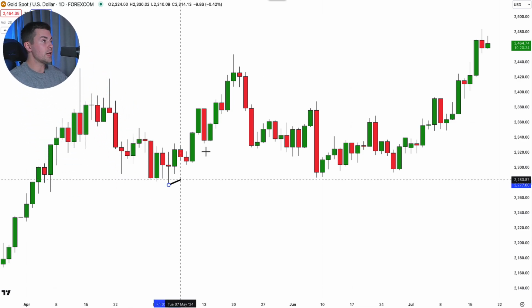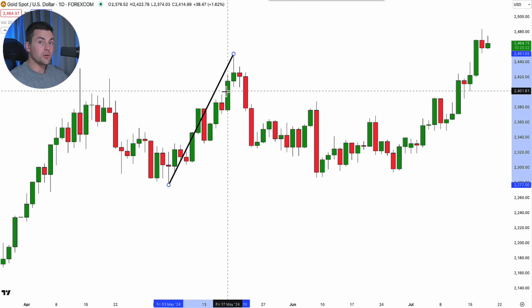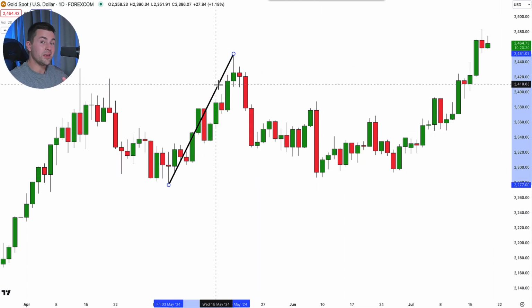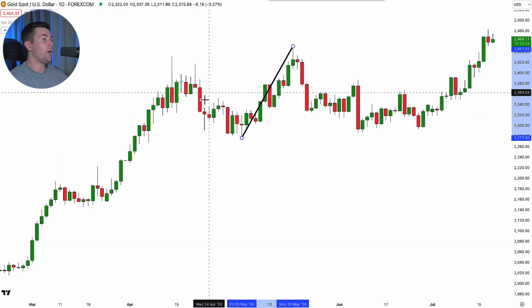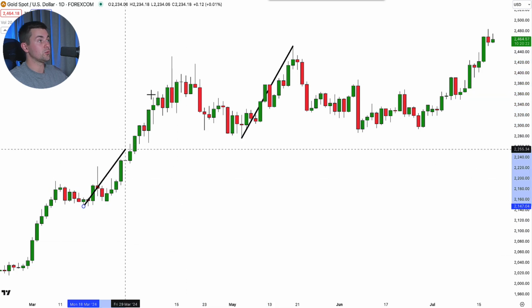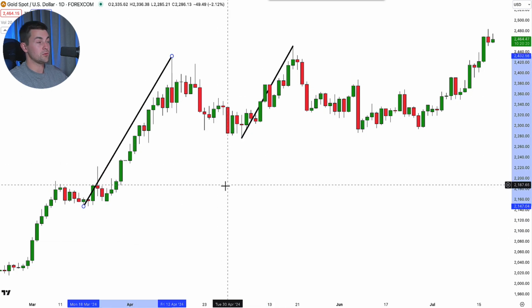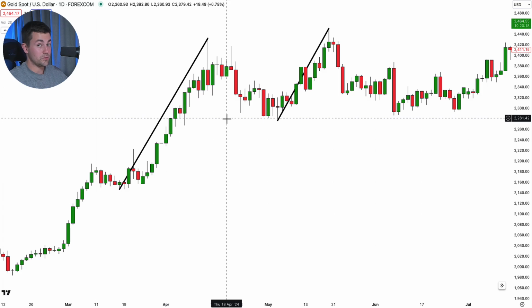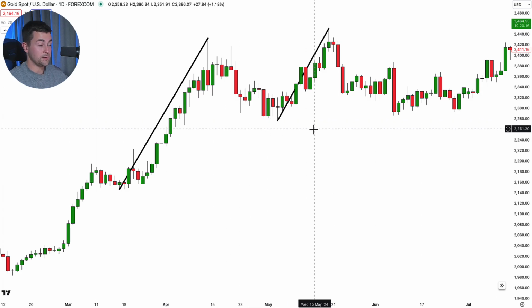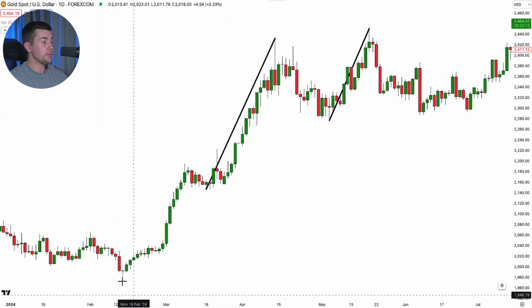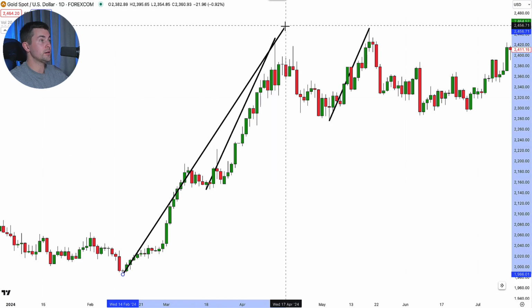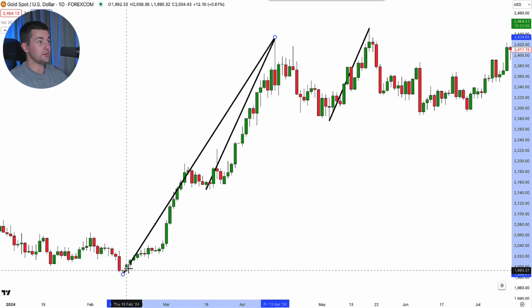Our first impulse leg is right here. It is a strong directional movement. It is a very strong bullish impulse, and that can be applied for the Fibonacci analysis. Our second bullish impulse is right here. Again, it is a very strong bullish wave, and we can use that for the Fibonacci extension analysis. And our third impulse is here, a very strong bullish rally from that structural low.